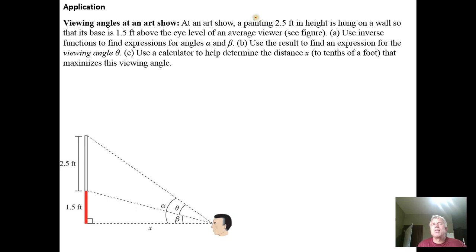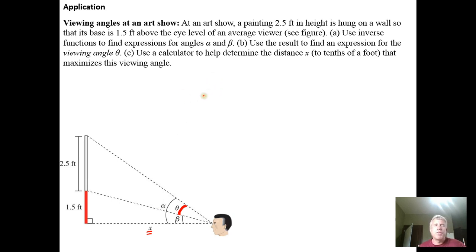At an art show, a painting 2.5 feet in height, so 2.5 feet here, is hung on a wall so that its base is 1.5 feet above eye level of an average viewer. So here's the line that represents eye level of an average viewer. And the question they want to go straight to is: determine the distance x to tenths of a foot that maximizes the viewing angle. This is the viewing angle right here, the angle at which you're seeing the image. That's what they want to ask.